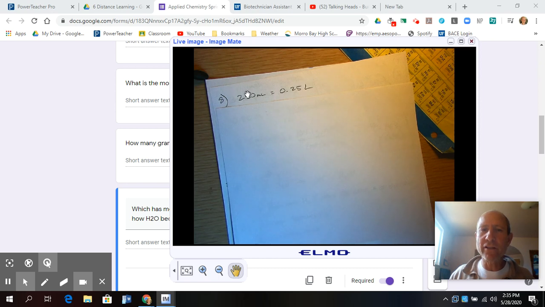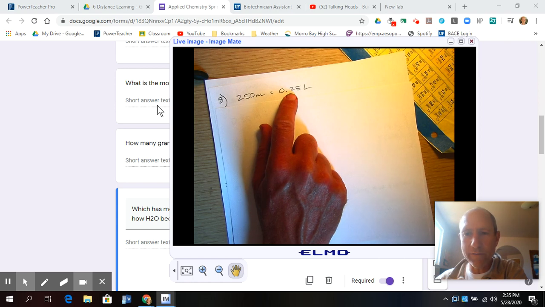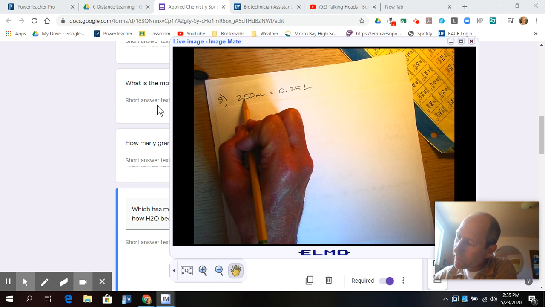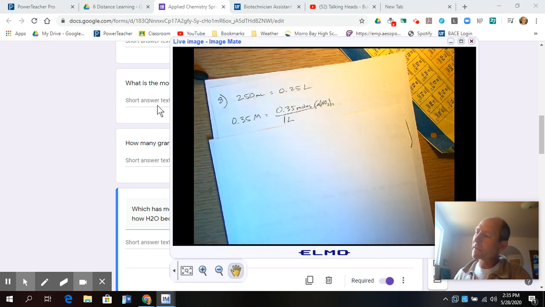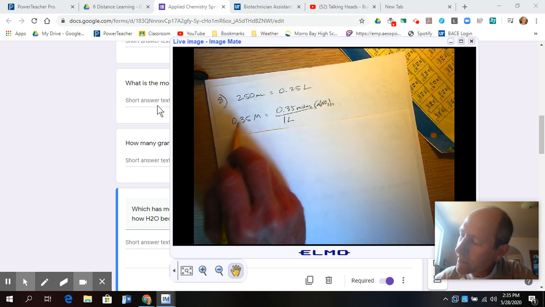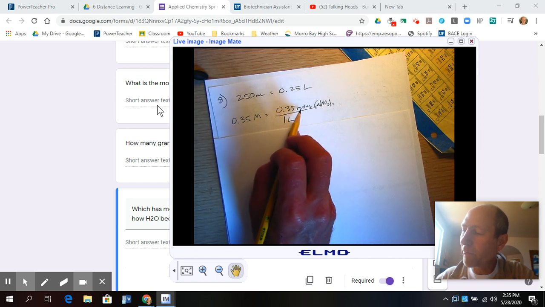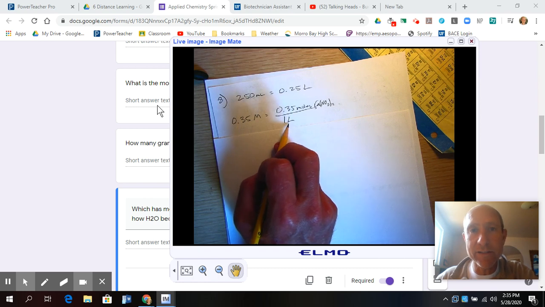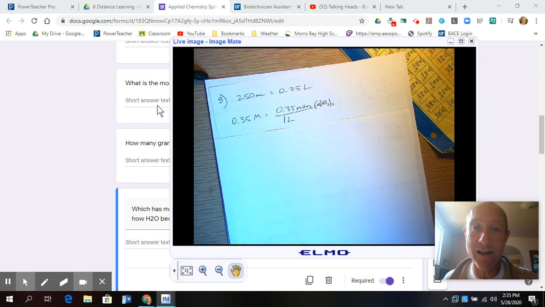We need to make sure that we understand that 250 milliliters is a 1/4 liter. You need to move the decimal 3 places, 1, 2, 3 to the right there. So it's 0.25 liters. The other thing we need to realize is that 0.35 molar means 0.35 moles of your solute per 1 liter of solution. You have to know that also. If you don't know those things, then you're not going anywhere. But now you know them, so you're sweet.